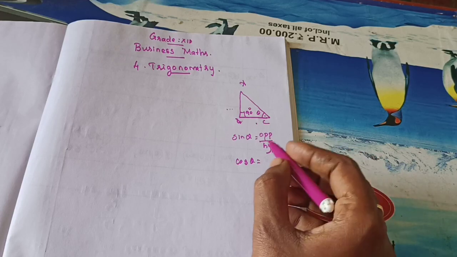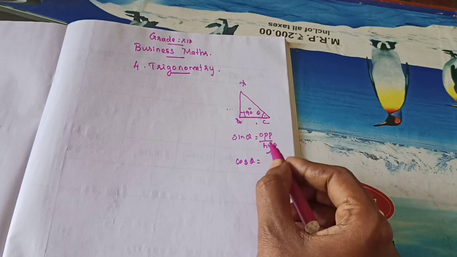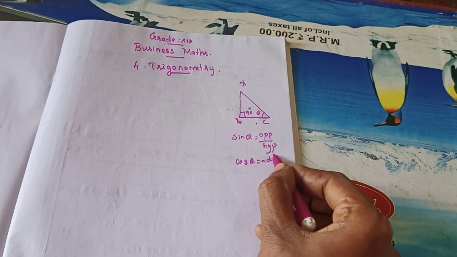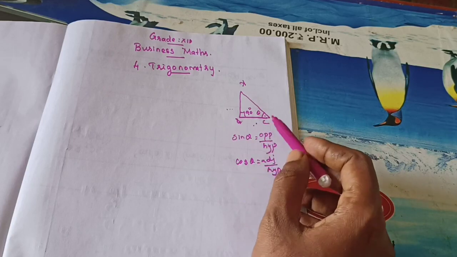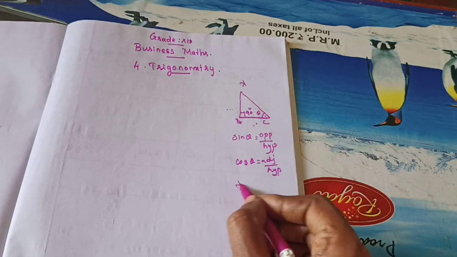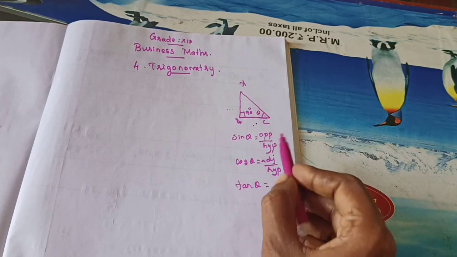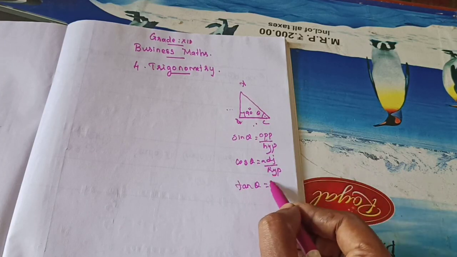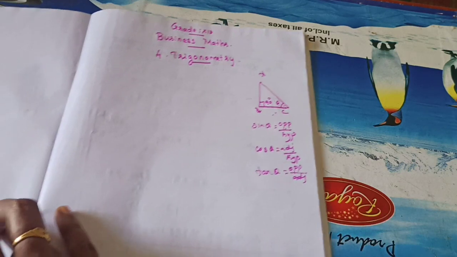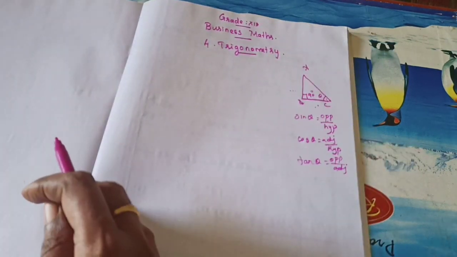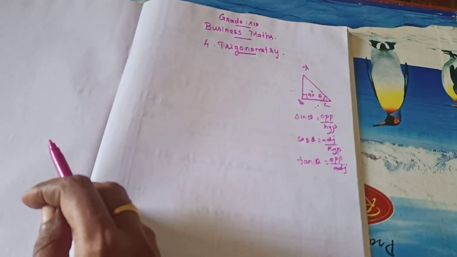So what do you mean by cos theta? Cos means adjacent side by hypotenuse. So this is the adjacent side now. Adjacent by hypotenuse. Then if we need tan theta, what will happen? Tan theta means this one divided by this side, so we get opposite side by adjacent. All these things you have learned in 9th as well as in 10th grade. Is it right? So that's the main thing: sin theta, cos theta, tan theta.